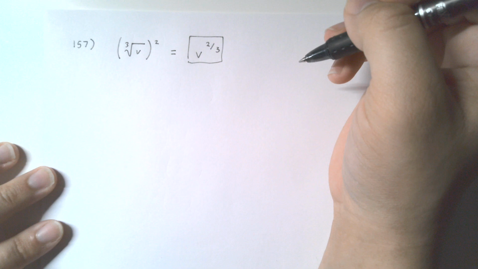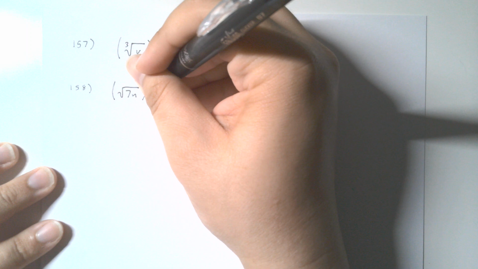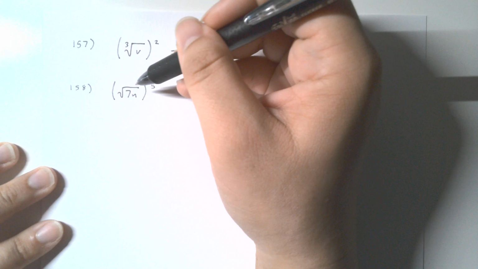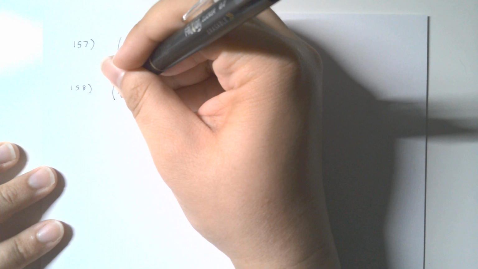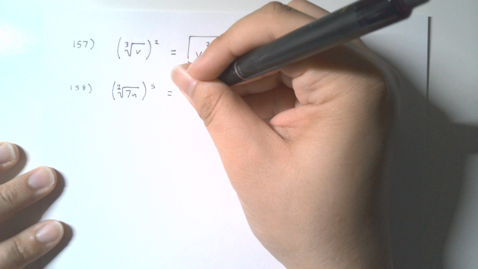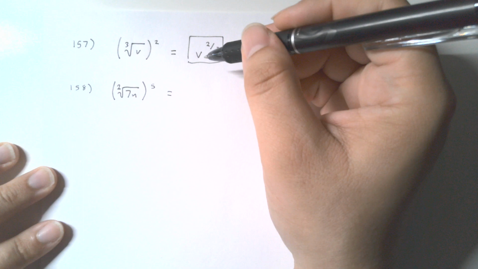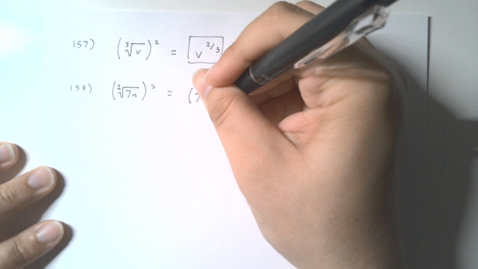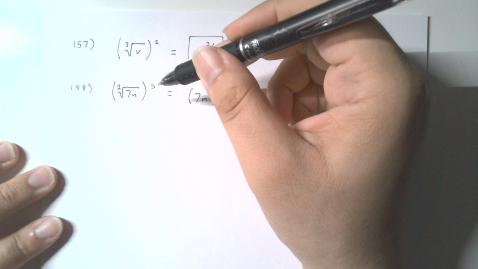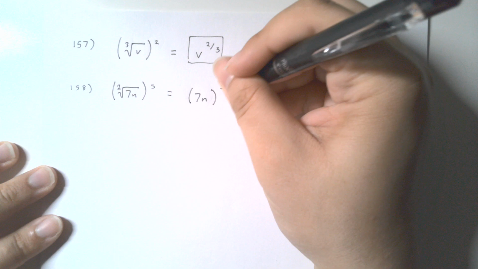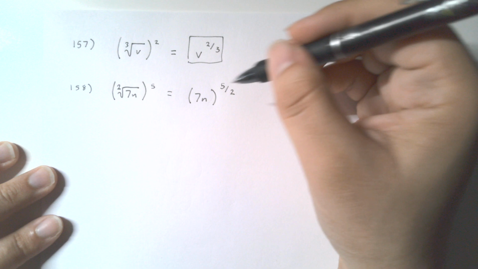For number 158, we have the square root of 7n to the power of 5. When we don't see an index here, this is implicitly a 2. So we can rewrite this as whatever we had. If we have multiple things, like 7n, we want to remember to put them in parentheses. Then the exponent, 5, is the number on top of the fraction, and the index is the bottom. So we have 7n to the power of 5 over 2.